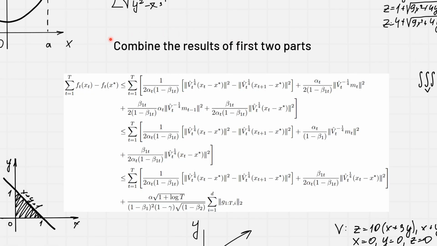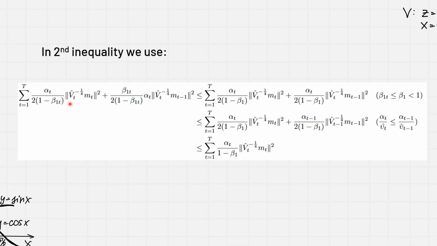In the rest of the proof, we combine the results of the first two parts, and use the scale of a telescoping sum to derive the upper bound of the regret. And here we plug in these two terms and get the upper bound. The inequality here is since beta 1t is less than beta 1.